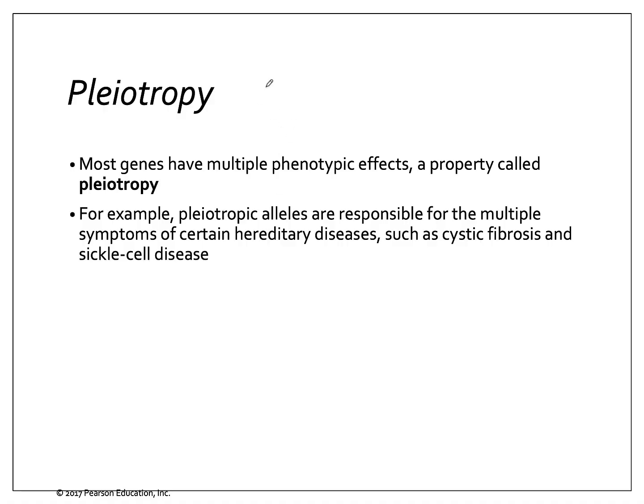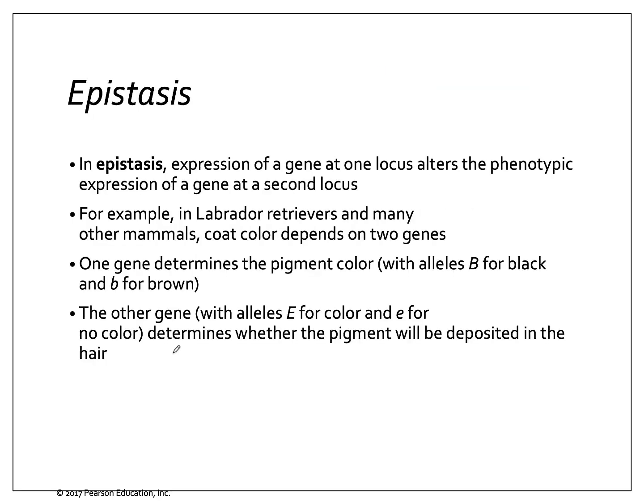Pleiotropy is when you have one gene that causes many effects. So these are often genetic mutations for hereditary diseases. An example of this would be cystic fibrosis or sickle cell disease, where it's one change in the allele. However, it's going to cause many different effects systemically throughout the body. So that's pleiotropy.